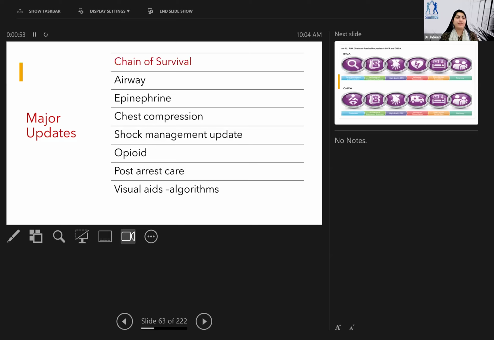These are the major updates, and we will talk about them one by one. First is the chain of survival. Please, if any question comes in, or if you have any comment, continue typing in the chat. I have it open on my second screen and I'm paying attention to it, and I will address it as we go.